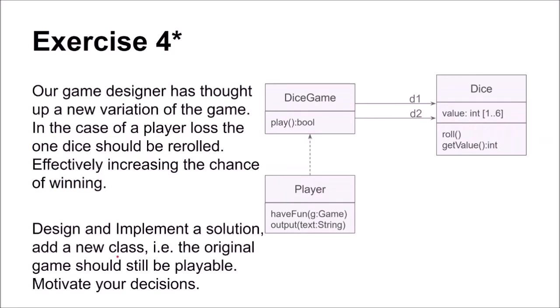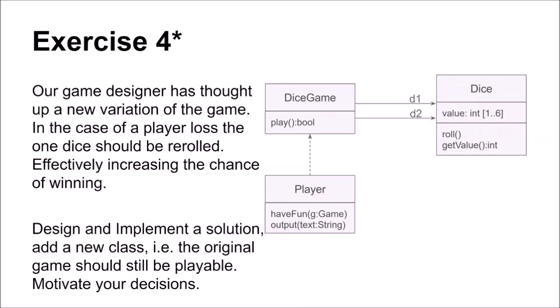And the last exercise, number 4, is a little bit more advanced, and it requires you to read ahead a little bit. So it uses things that we have not really discussed yet. But anyway, you're free to do that, of course. So our game designer has thought up a new variation of the game. In the case of a player loss, one of the dice should be re-rolled, effectively increasing the chance of winning. So you should design and implement a solution.